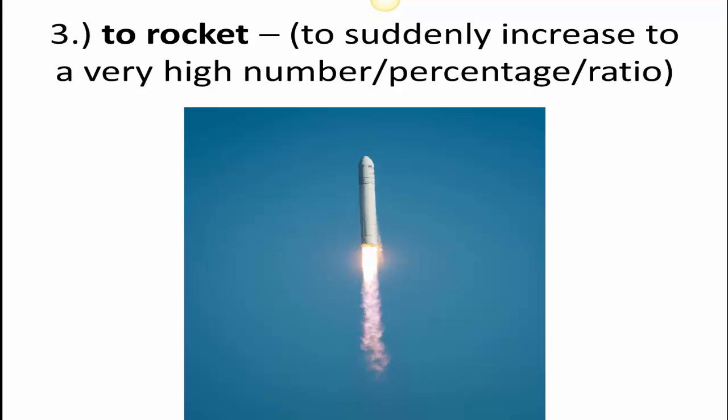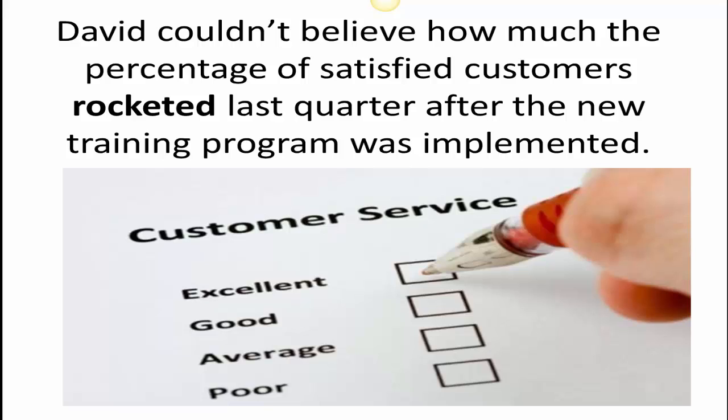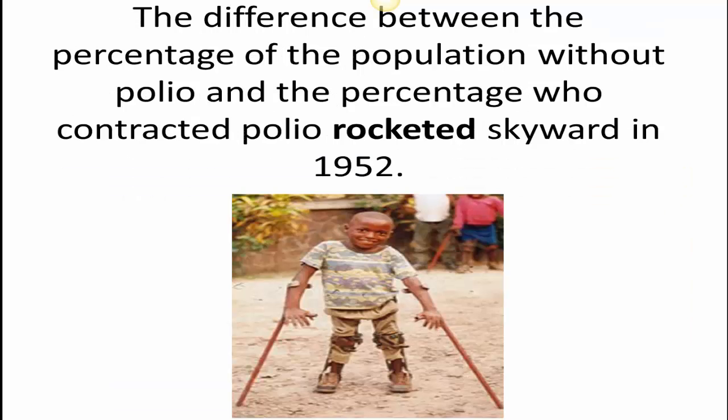Number 3 is to rocket. It also means to suddenly increase to a very high number, percentage, or ratio. David couldn't believe how much the percentage of satisfied customers rocketed last quarter after the new training program was implemented. The difference between the percentage of the population without polio and the percentage who contracted polio rocketed skyward in 1952.